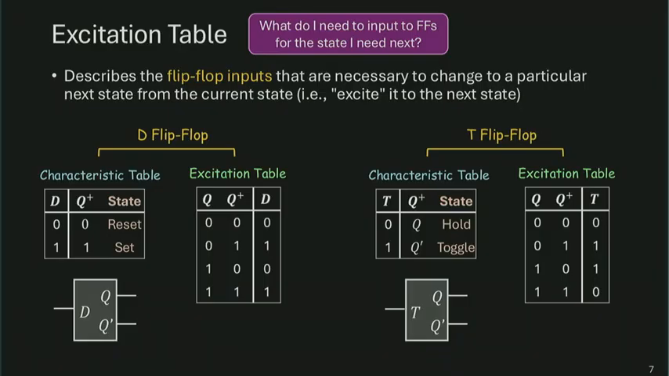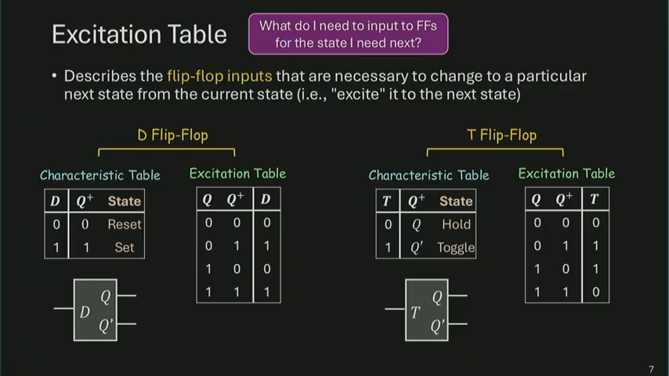For a T flip-flop, the excitation behavior also depends on the current state. If you want your flip-flop to move from 0 to a next state of 0, you need to hold it by putting a 0 at the T input. If you want it to go from 0 to 1 on the next cycle, you need to toggle it, so the T input has to be a 1. 1 to 0 can be realized by toggling the flip-flop. 1 to 1 can be realized by holding it.